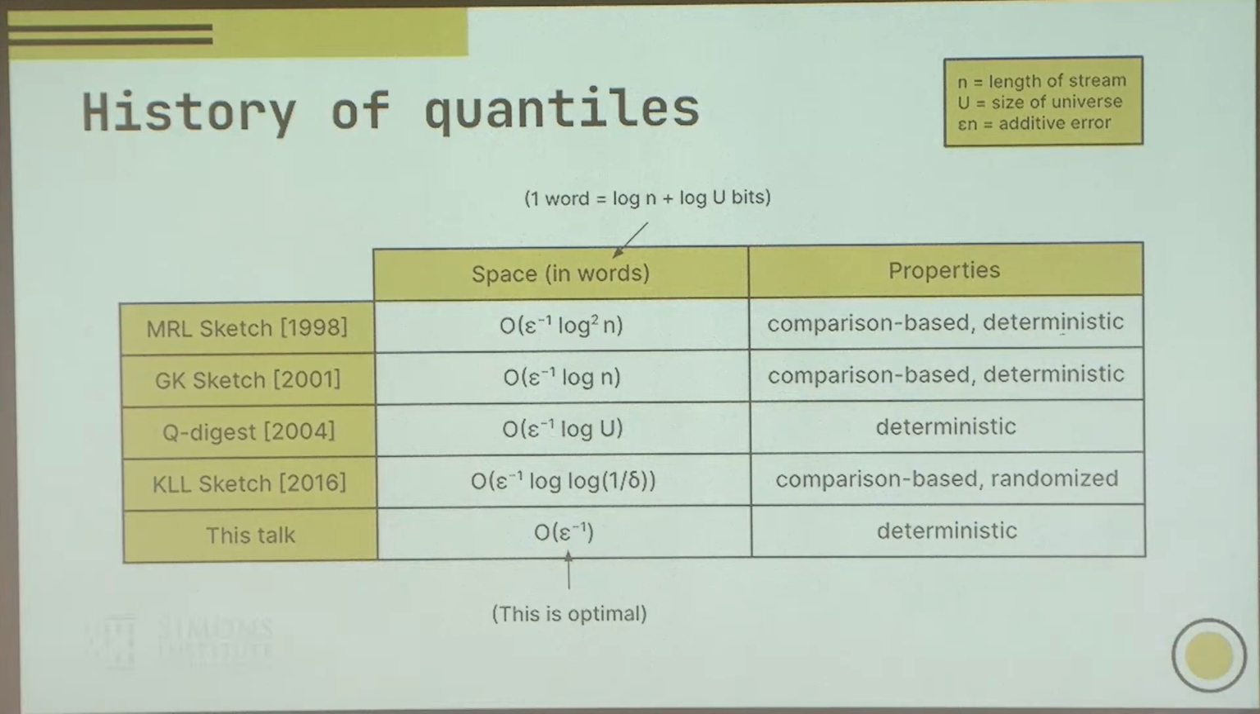And then for a while, there was not much progress on this problem until 2016, when Karnin, Lang, and Liberty developed a randomized sketch that gets, for any constant failure probability, epsilon inverse words of space. More precisely, the space complexity is epsilon inverse times log 1 over delta, where delta is the failure probability. So finally, in this talk, I'm going to talk about a new algorithm that gets epsilon inverse words deterministically. This turns out to be optimal, and I'll talk more about lower bounds later.